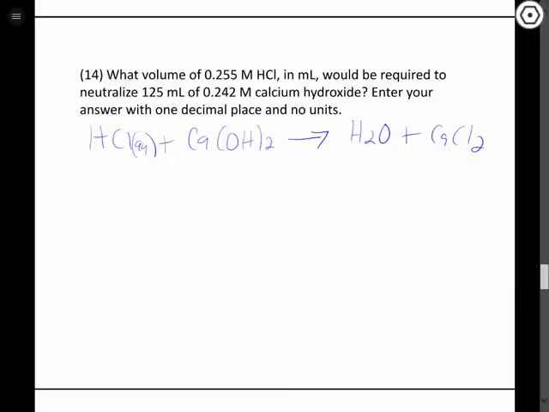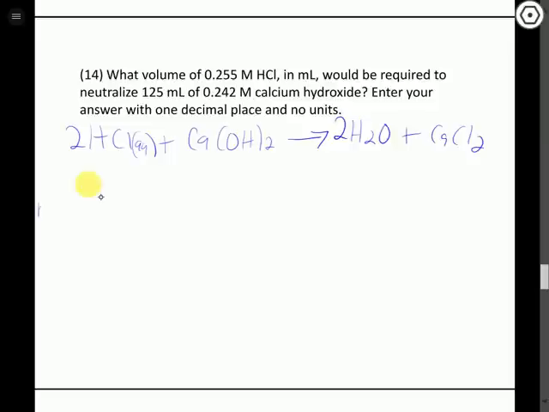So if we want to balance the reaction, we should recognize that HCl has 1 H+, calcium hydroxide has 2 OH minuses. They have to react in a 1-to-1 ratio, so we need 2 equivalents of HCl to react with the 2 OH minuses that are in our base, and then we should also form 2 moles of water if we care about that, though we don't really need that for this problem. So now we just need to find what volume of HCl solution with this given molarity is going to react with that volume and that molarity of the base.